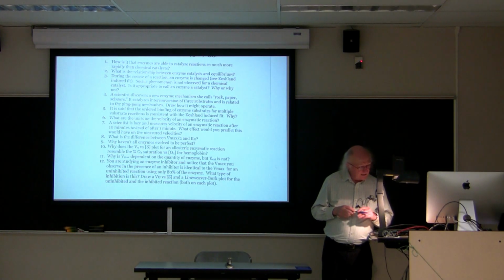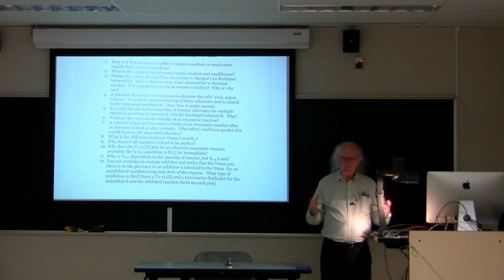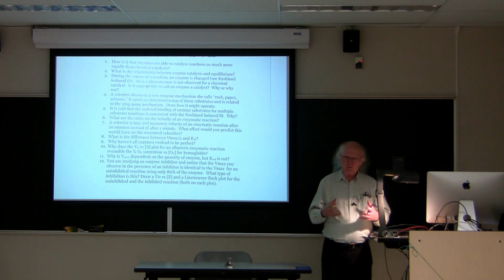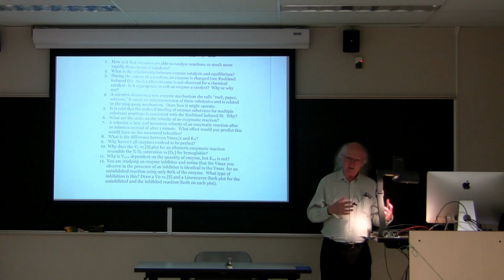Question number 10 says, why does the V0 versus S plot for an allosteric enzymatic reaction resemble the percent oxygen saturation versus oxygen concentration for hemoglobin? And again, this is another one that I talked about in class. But the answer to the question is that they both involve binding. We're measuring binding in the case of oxygen and hemoglobin. We're measuring a reaction in the case of the enzyme. But since the reaction is completely dependent upon the binding of the substrate, the reaction velocity will mimic the binding effect of the substrate on the enzyme.